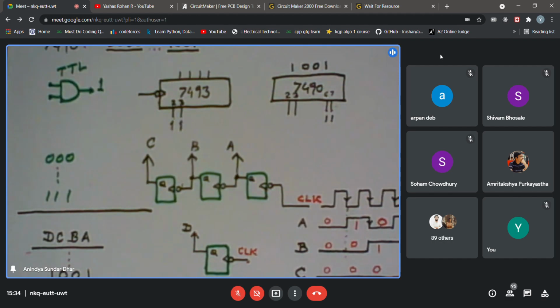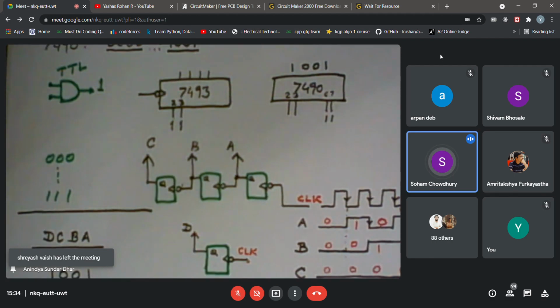No, it will count up to... so we connected A and B or A and D? A and D. Oh, it will be a mod 9 counter. It will be a mod 9 counter. So all of you agree? Yes, yes. Good, right.